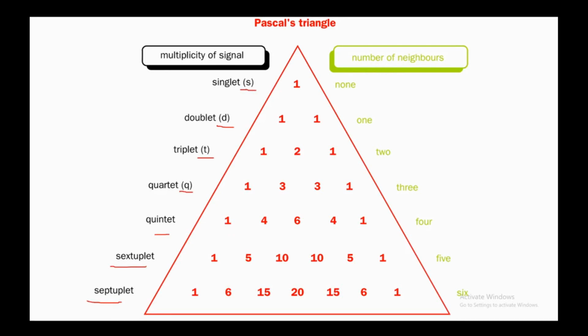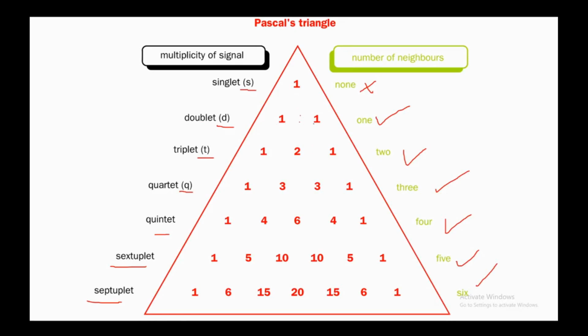Number of neighbors: in a singlet, there are no neighbors. In doublets, the number of neighbors is 1. In triplets, it is 2. In quartet, it is 3. In quintet, it is 4. In sextuplet, 5, and septuplet, 6. Moreover, in a singlet, we have 1 line. That's why we write it as 1.